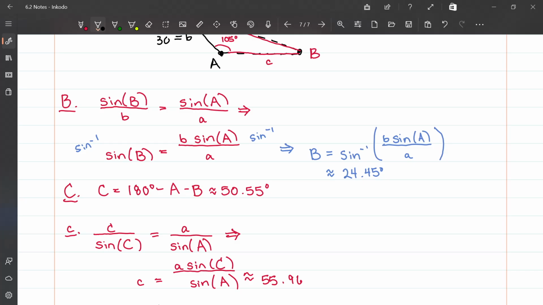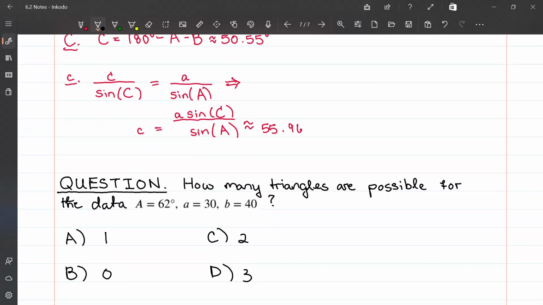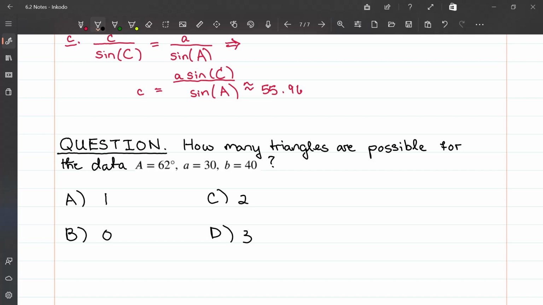Now that we've done a couple of these problems, you see the basic process. All we need to do is apply the rules that we've already introduced for figuring out whether or not a triangle is possible, and if at least one is possible, how many total are possible. So, for all my students at USF, I'm going to give you a Canvas quiz question. How many triangles are possible if I give you the data, the angle A is 62 degrees, little a is 30, and b is 40? With possible answers, A is 1, B is 0, C is 2, and D is 3. So 1, 0, 2, or 3 triangles.